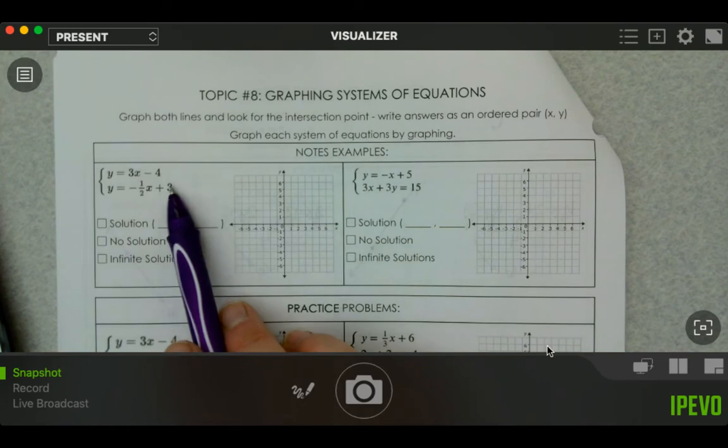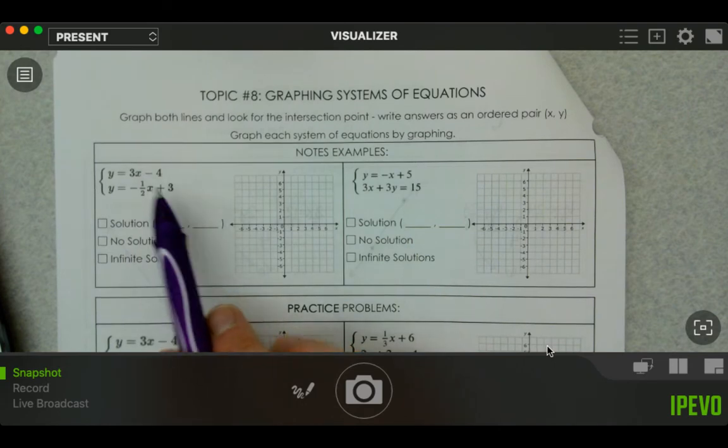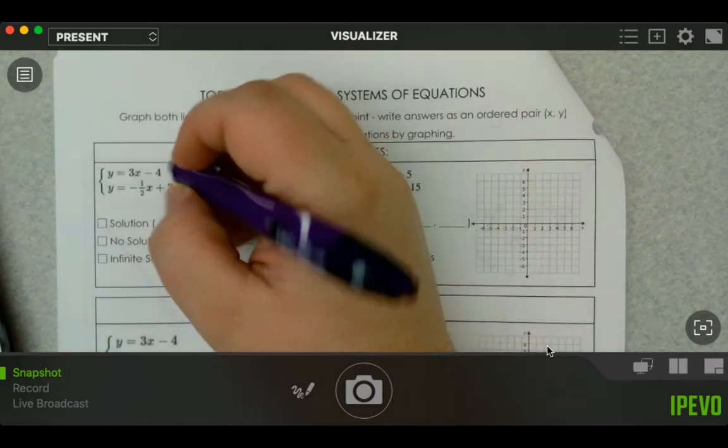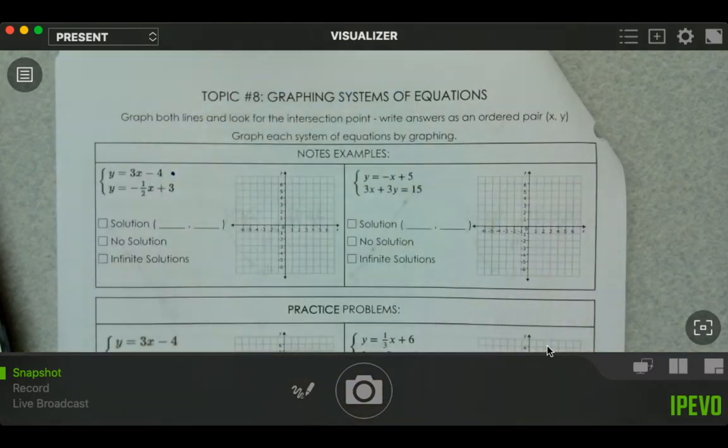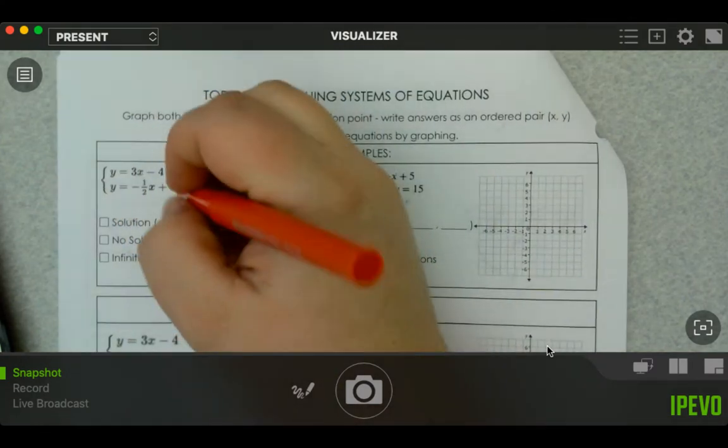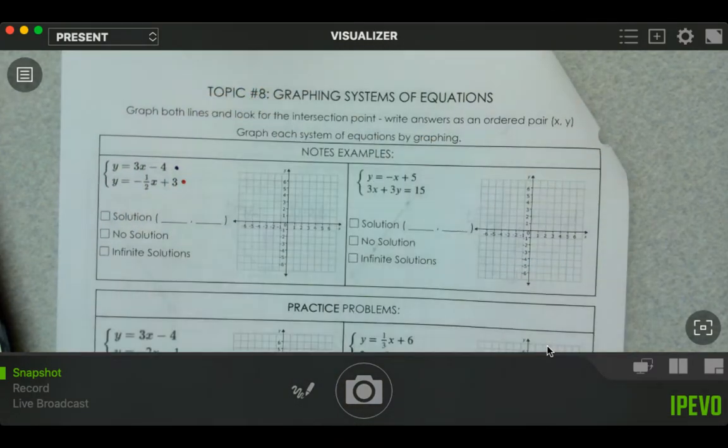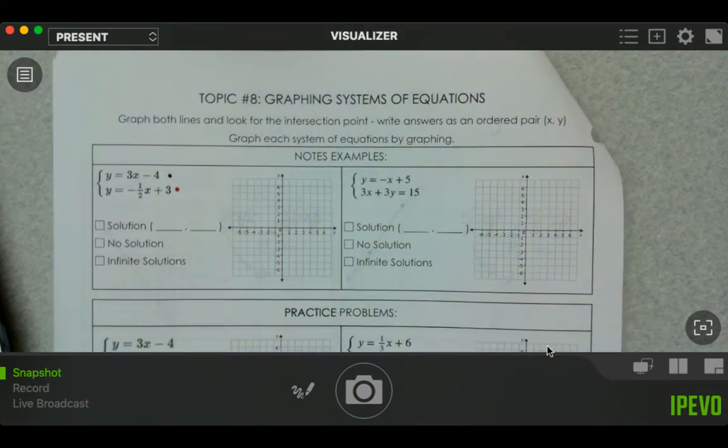So for example, to start this one, we're going to graph this line. I'm going to do that in purple. And then I know that looks kind of like black because of the lighting. I'll do this one in red. Okay. And I highly suggest you find two different colors if you're having trouble deciding which line is which.